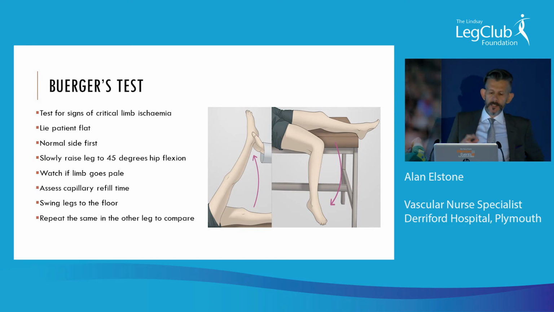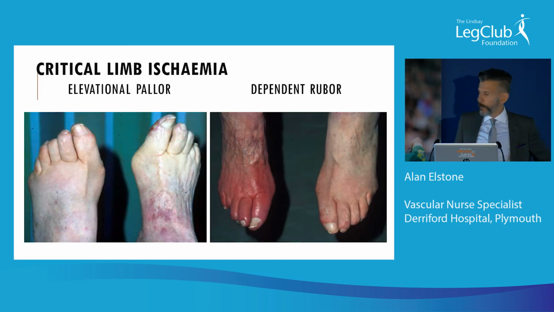If you repeat on the other side and then swing the legs to the floor, you can see on the image on the left there, the foot has become quite pale, and if you swing the leg to the floor, you get this hyperemia, what we call sunset foot, where you've got metabolic products building up in the foot as the body tries to get rid of them with capillary dilatation. And that's a really clear sign that people have got quite significant peripheral arterial disease, what we describe as critical limb ischemia, if they haven't got tissue loss already.